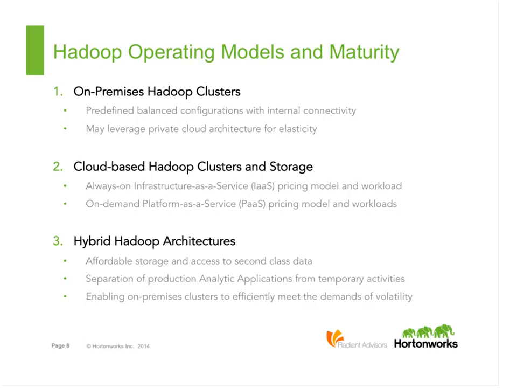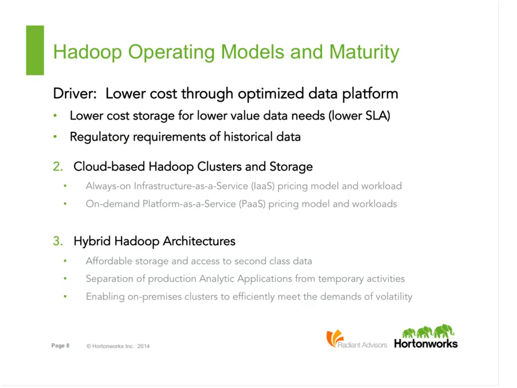And then we move into the hybrid architecture that we are actually seeing evolve and being worked out and implemented at companies. Three of them here we're going to explore a little deeper, which is affordable storage, and then this access to what some of us are calling second-class data. The second one is separation between production analytics and temporary, and then the enabling of on-premises clusters to efficiently meet demands of volatility.